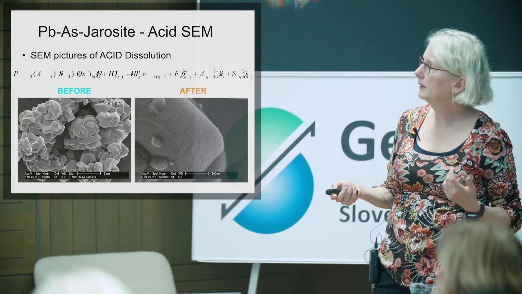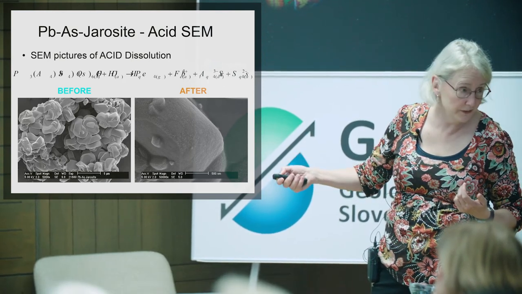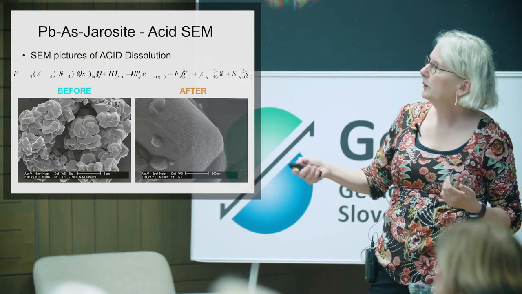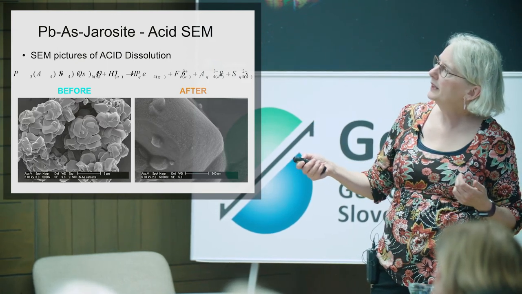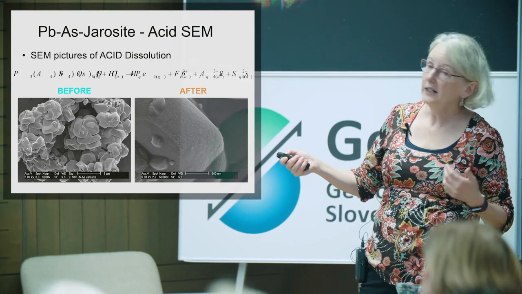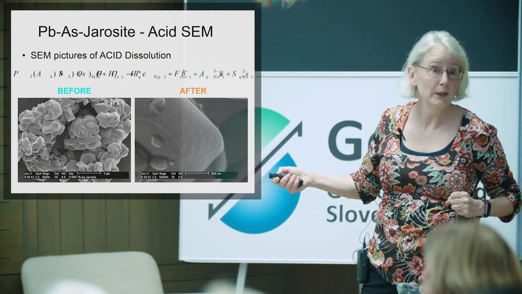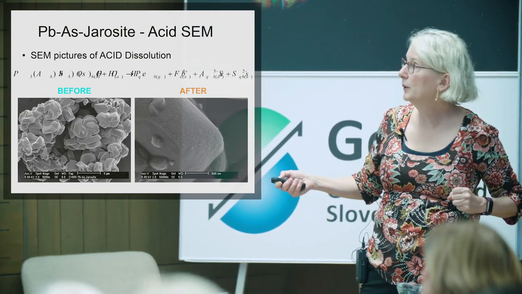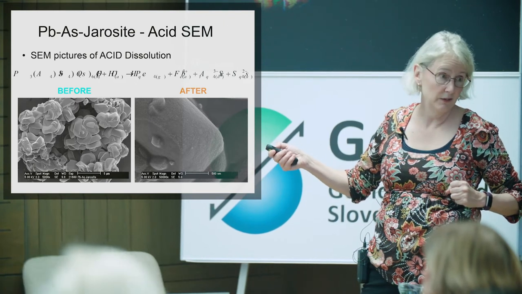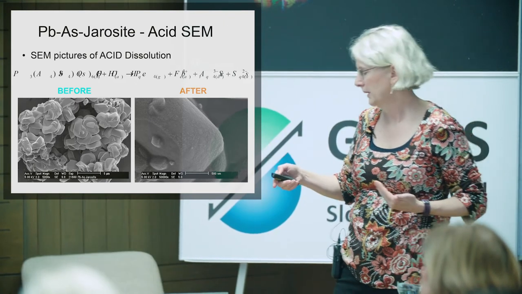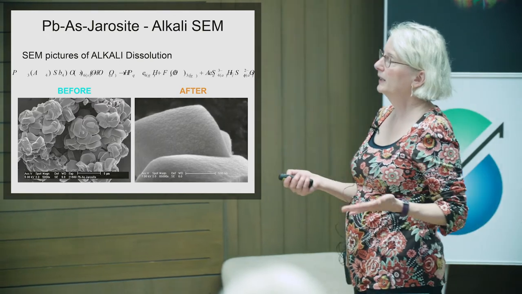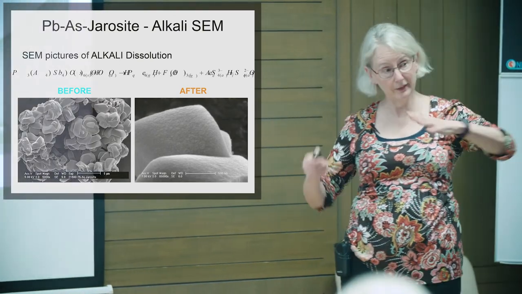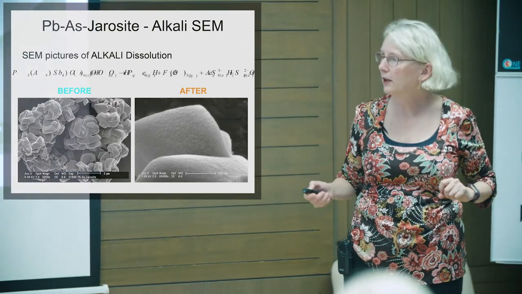And he was able to work out, and you can see there's a frosting on the surface. So he was able to work out the reaction that jarosite dissolved in acid, generated a secondary mineral, which locked the lead away. So that was great. The lead didn't go anywhere, but the arsenic did. So the arsenic was released. He also did the same thing in alkali. So this would be if you remediated with lime.